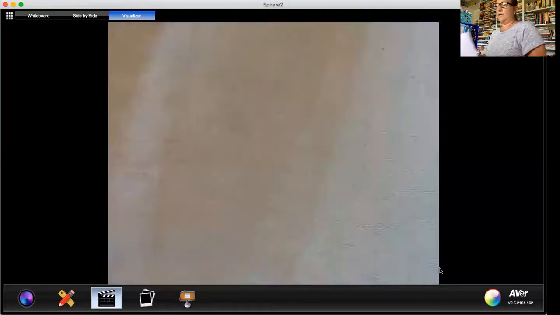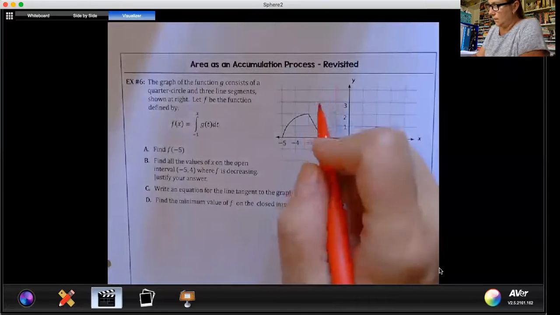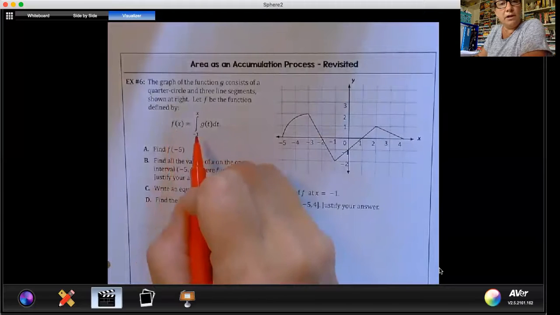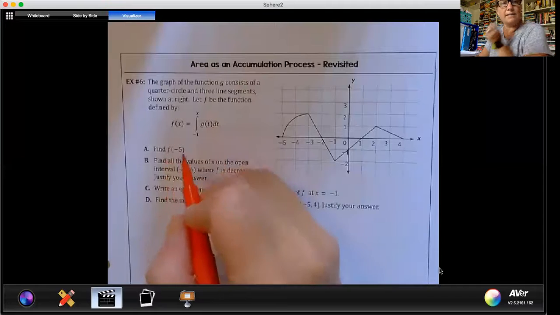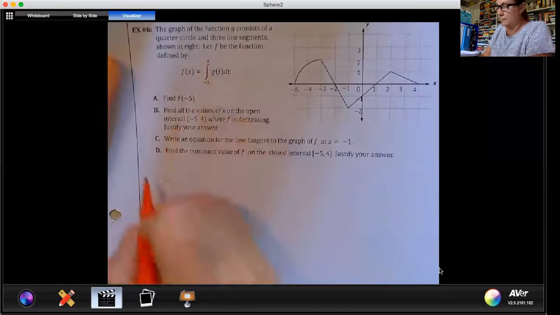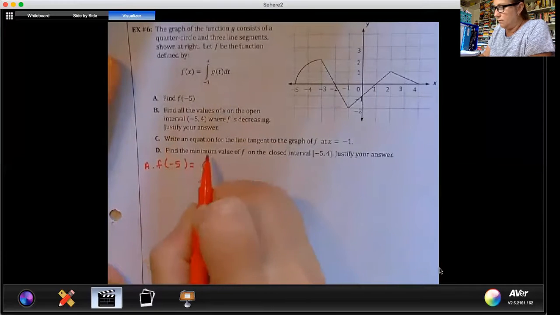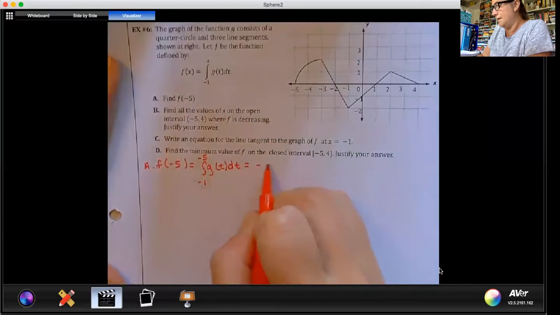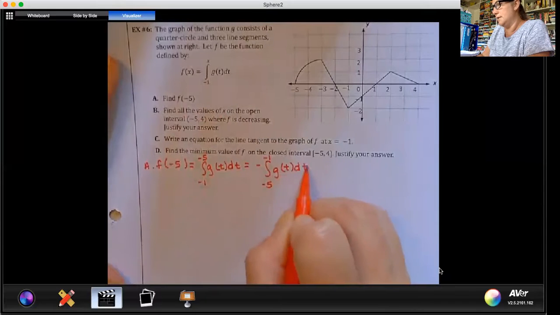And now we're going to look at area as an accumulation process, as we have already done. So f of x is an integration from -1 to the x value, whatever that may be, of g of t. So if we're asked to find f of -5, that -5 is going to go on top. So as we look at f of -5, it's an integral from -1 to -5 of g of t dt, which is negative integration from -5 to -1 of g of t dt.